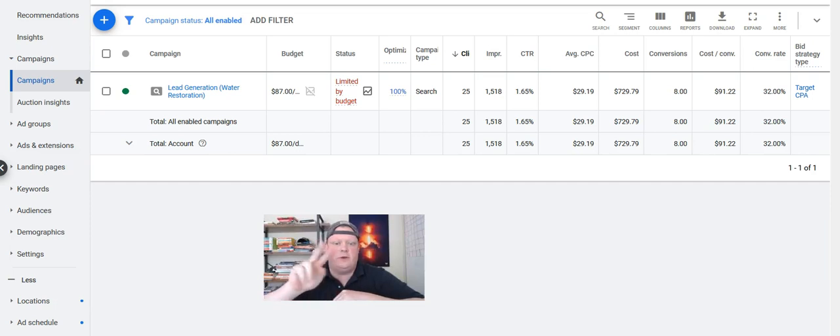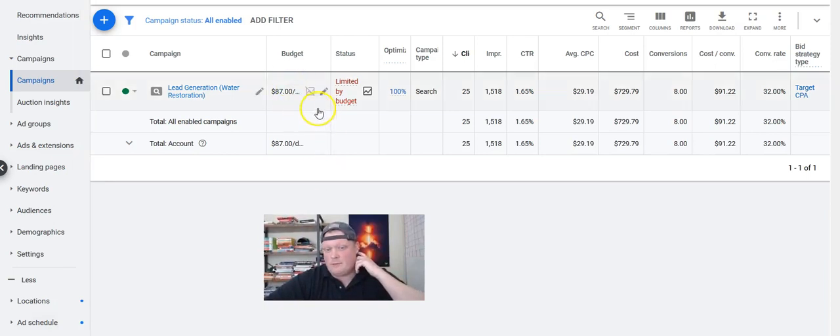This is 2 weeks' worth of data for this particular client, and as you can see, they're budgeting 87 bucks per day. They've gotten 25 clicks at a $29 cost per click. They've spent $7.29. They've gotten 8 leads at a cost per lead of 91 bucks, and they are at a 32% conversion rate. So basically, every third click in the campaign is producing a lead for this particular client.